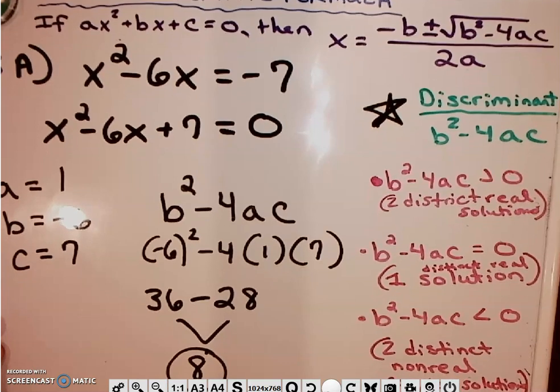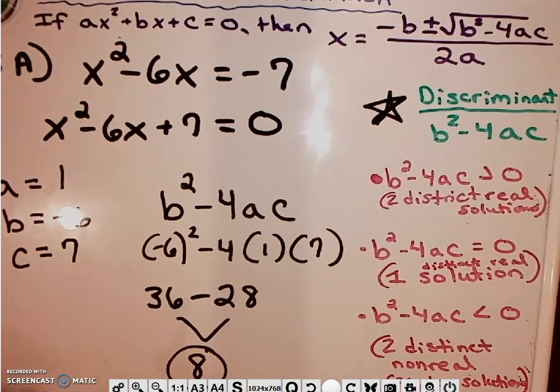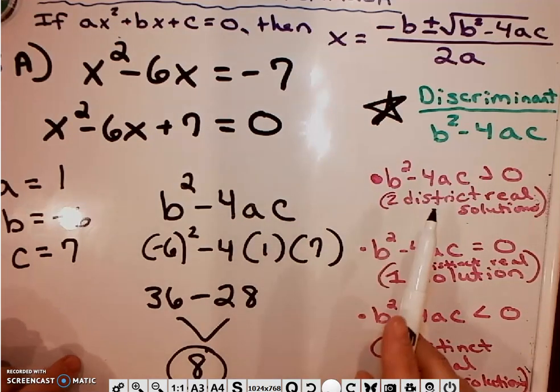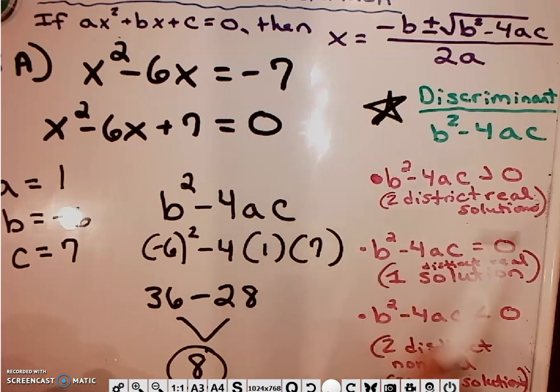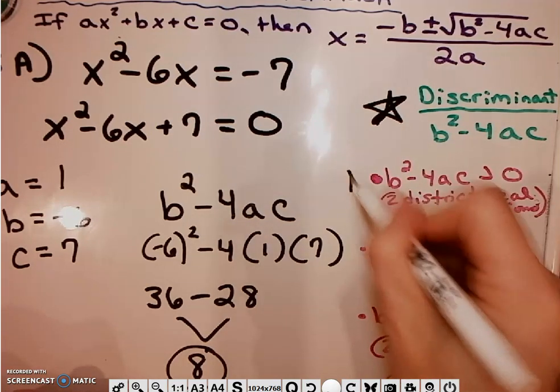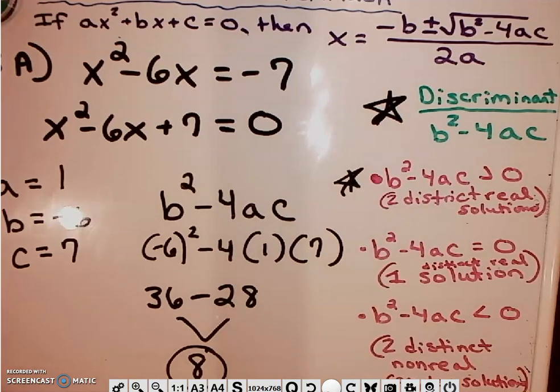So my discriminant is 8, and that's my answer. If I ask you to tell me what the discriminant is, it's 8. Then I want you to tell me the number of solutions. B squared minus 4AC is my discriminant. If my discriminant is greater than 0, then I have 2 distinct real solutions. My discriminant is the number 8, so 8 is greater than 0, therefore I have 2 distinct real solutions for this quadratic function.